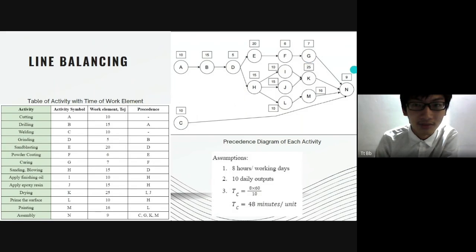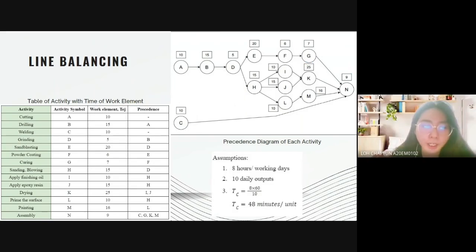Next, I will pass to my team member to present about line balancing. So next I will discuss line balancing.